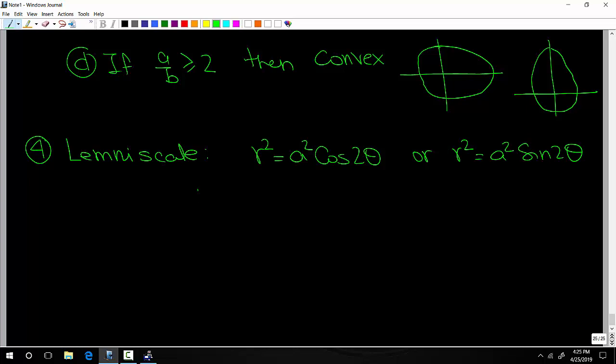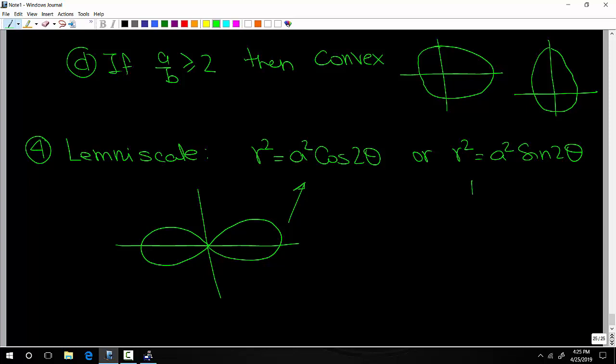If it's cosine, we actually get the infinite symbol. So this is for cosine. And if it's sine, we get a diagonal infinite symbol. Okay, so those are your special polar graphs that you should recognize.